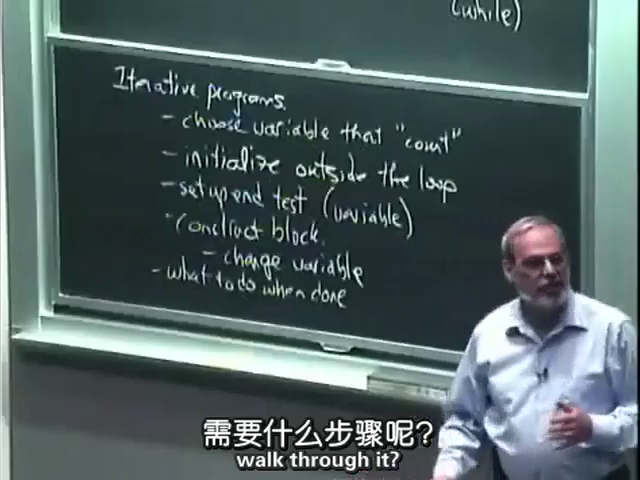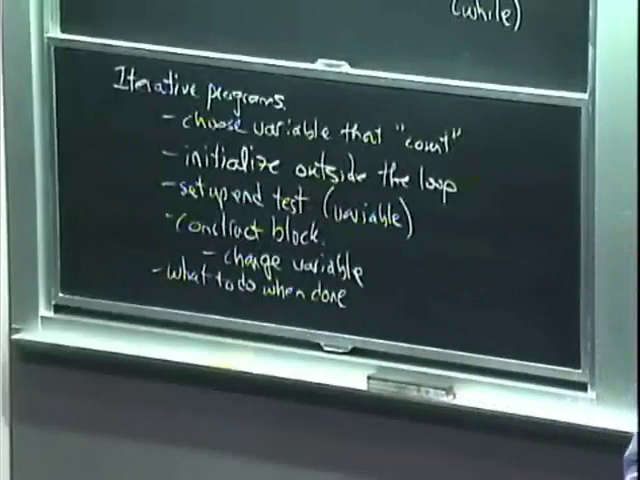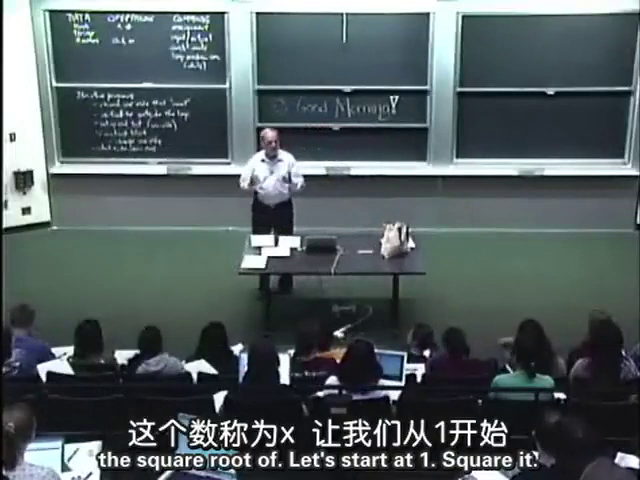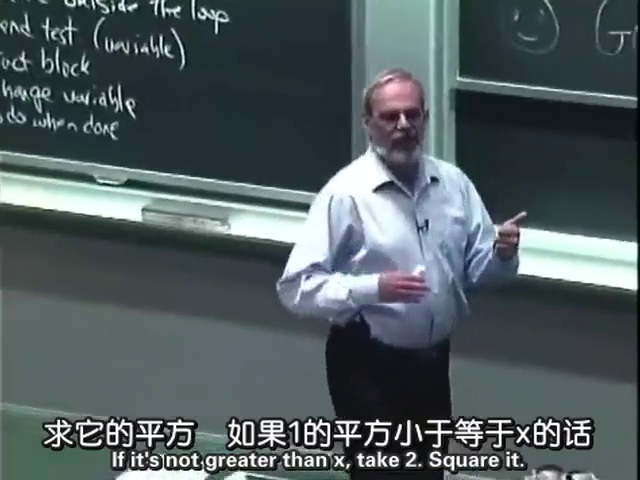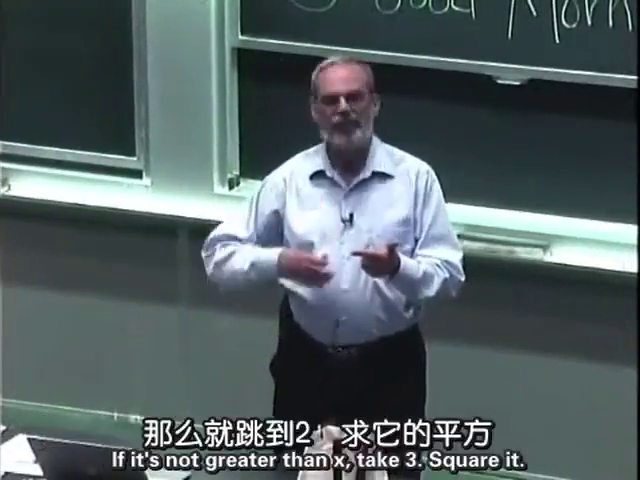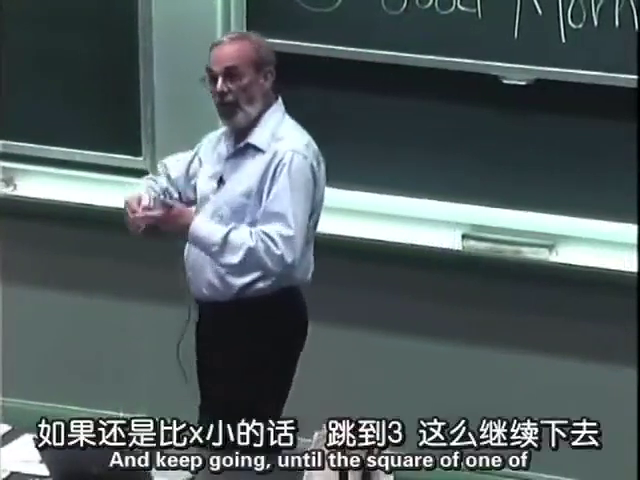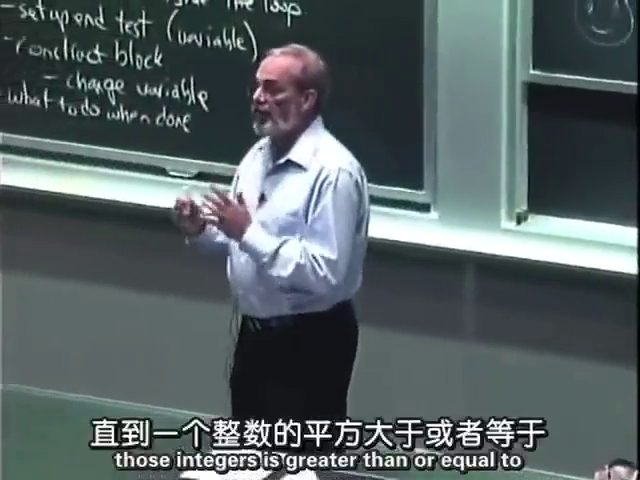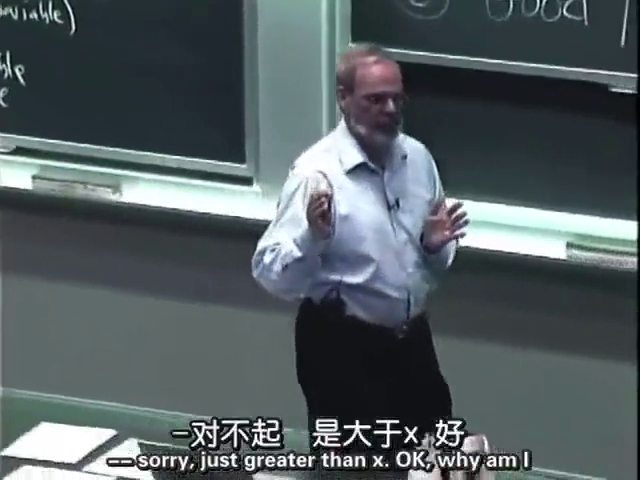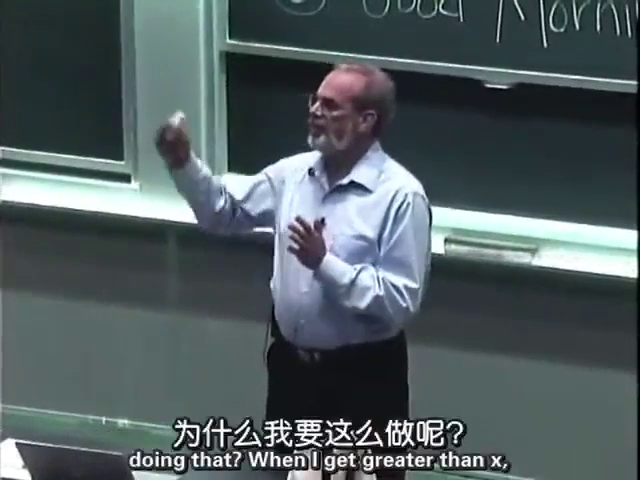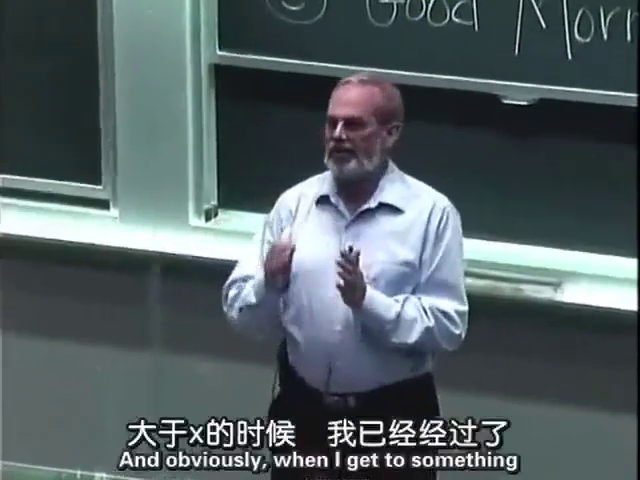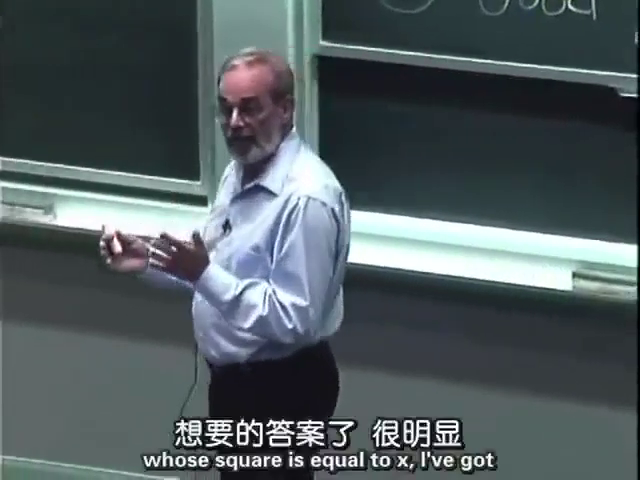Well, if I think about these steps, here's an easy way to do it. Let's start at 1. Let's call x the thing I'm trying to find the square root of. Let's start at 1. Square it. Okay? If it's not greater than x, take 2. Square it. If it's not greater than x, take 3. Square it. And keep going until the square of one of those integers is greater than or equal to, just greater than x. Okay, why am I doing that? When I get greater than x, I've gone past the place where I want to be. And obviously, when I get to something whose square is equal to x, I got the answer I want, and I kick it out.